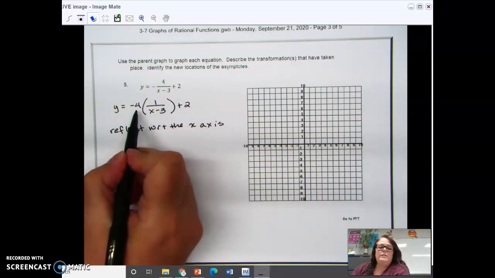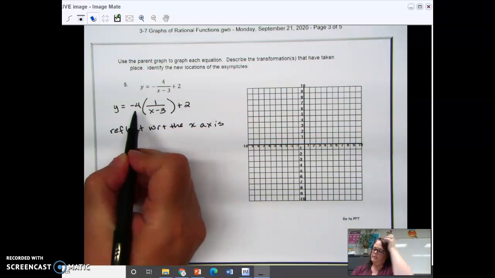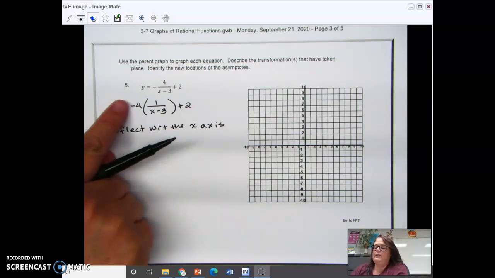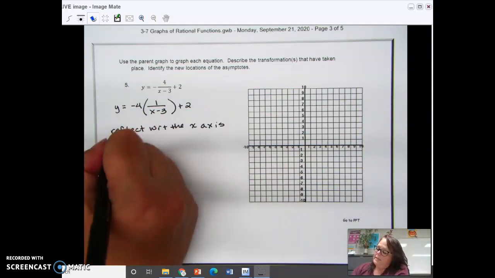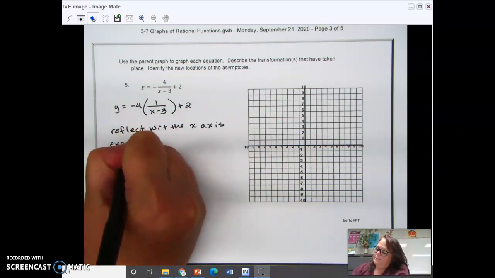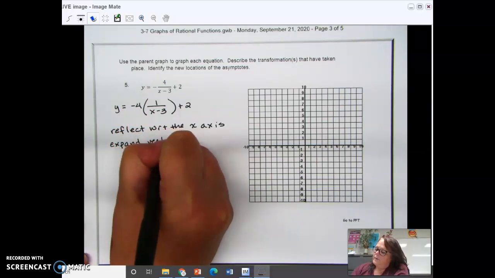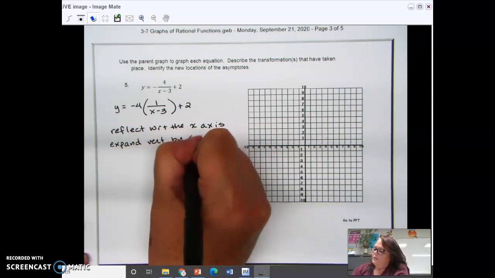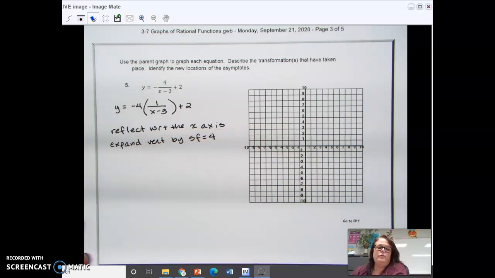And then this 4 was in the numerator or on the outside of the fraction, and that's greater than 1, ignoring the negative. We're just looking at the 4. So since 4 is greater than 1, that's going to be expanded vertically by a scale factor of 4. So again, vertically is exactly what it looks like.